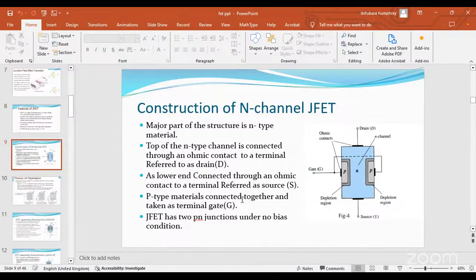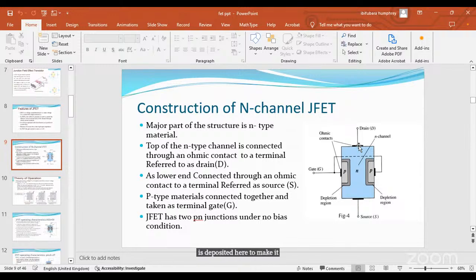Construction of an N-type semiconductor JFET. The major part of the structure is N-type material. The top of the N-type channel is connected through an ohmic contact to a terminal referred to as the drain. So here, this complete block is like N-type semiconductor material. Then at the top here, a terminal is deposited to make it a drain.